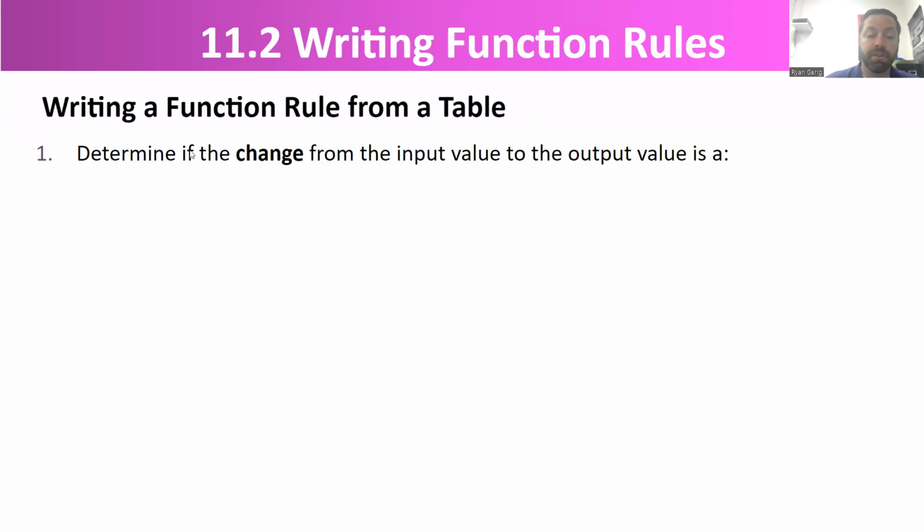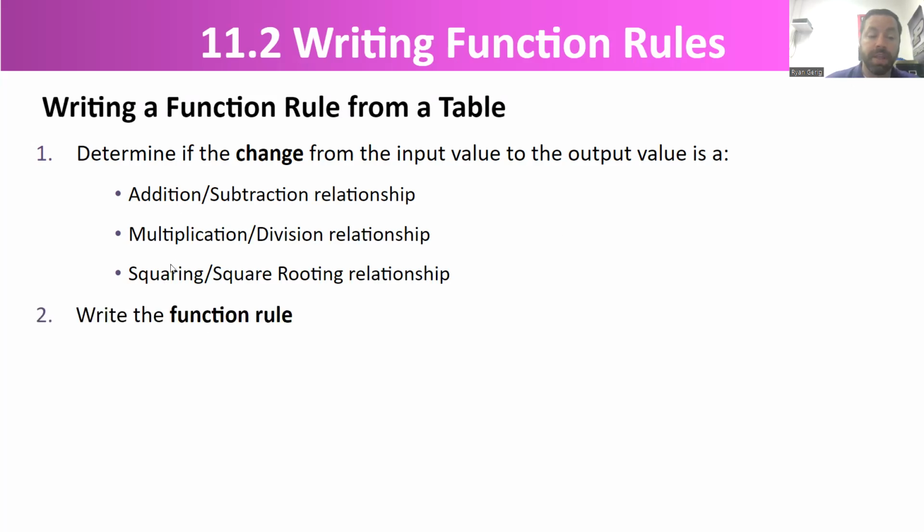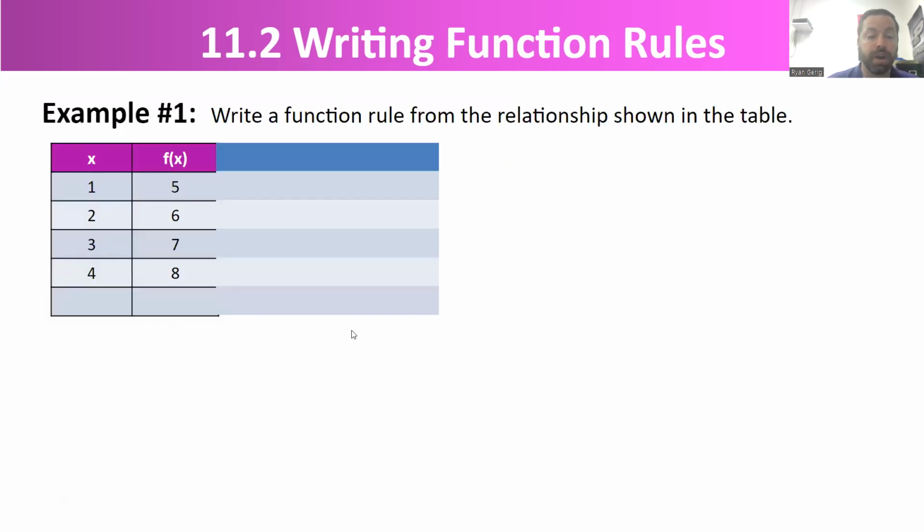The first thing you're going to do is determine if the change from the input value to the output value is one of the three things that we're going to list here in a second. Reminder, the input value is X and the output value is Y. So is the change an addition subtraction relationship, a multiplication division relationship, or less likely a square or square root relationship? Then once you determine that, you're going to write the function rule and verify the rule. So let's go ahead and try one.